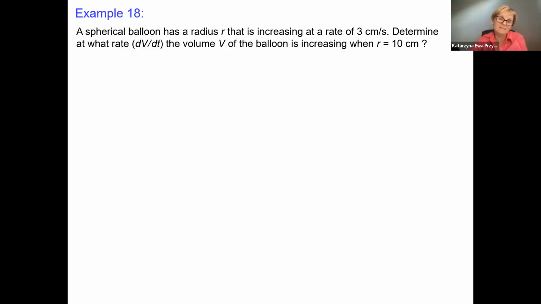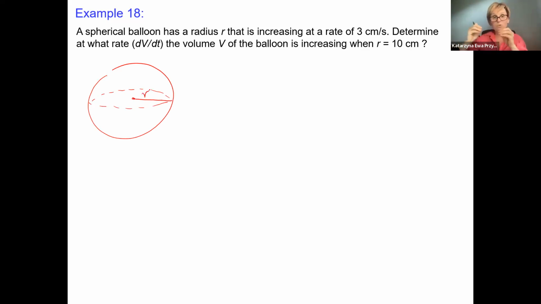But let's do a little bit of application. A spherical balloon has a radius r that is increasing at the rate of 3 centimeters per second. Determine at what rate, the derivative dV dt, the rate of change of the volume with respect to time, the volume V of the balloon is increasing at the moment that r is 10. And that's what we notice. We have a spherical balloon. Okay, we have a sphere.